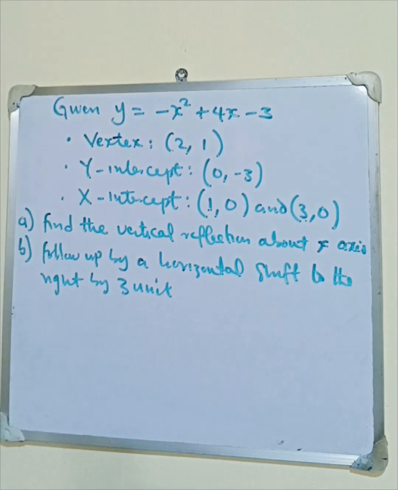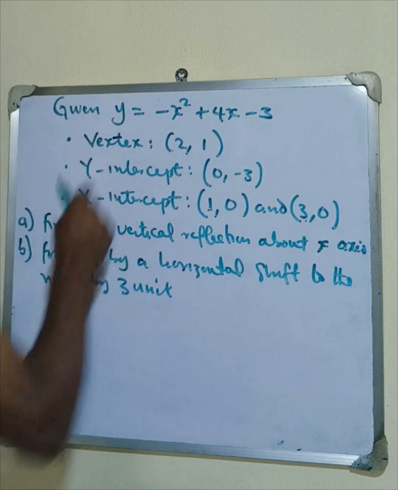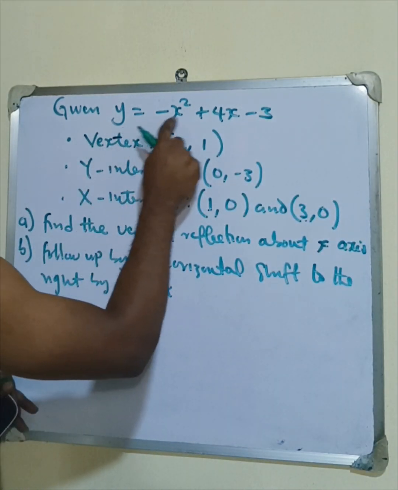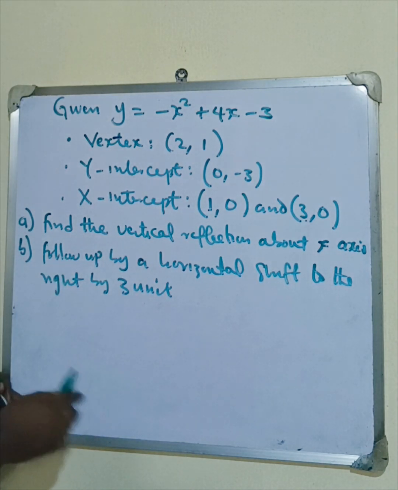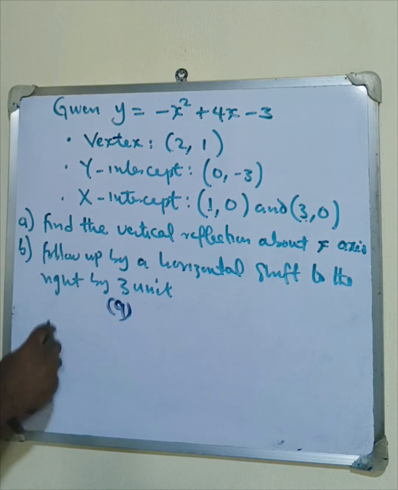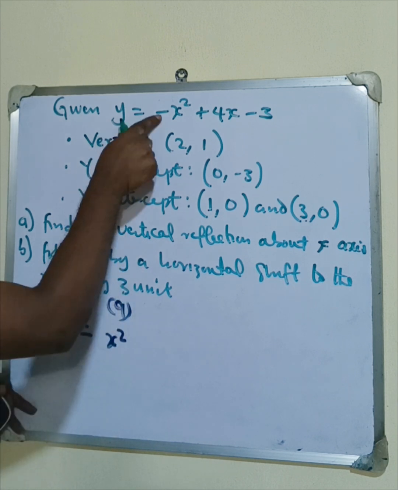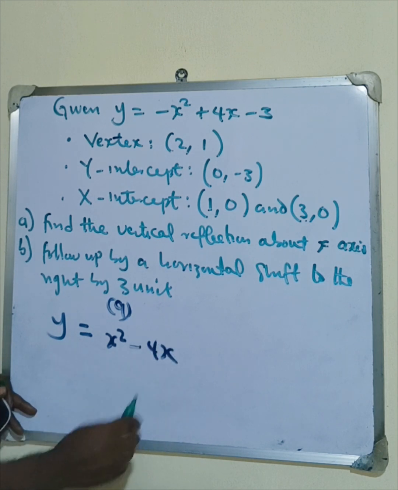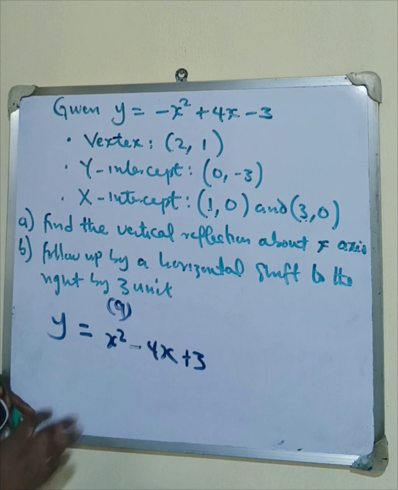That is what I'm looking for. Vertical reflection about the x-axis simply means you multiply your y by minus. And since y is all this, the minus multiplies each and every one of the terms in the equation. So our new equation will now be x squared, minus times minus gives plus, minus times plus gives minus 4x, minus times minus gives plus 3. That's our new equation.